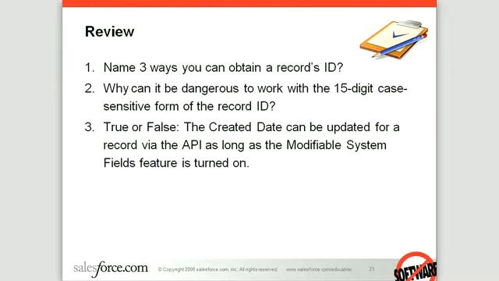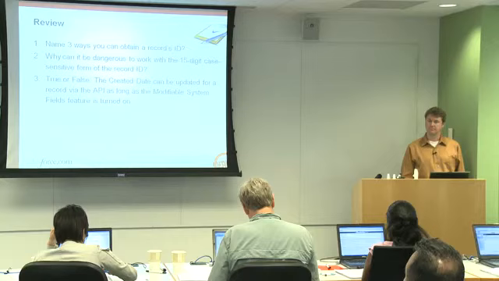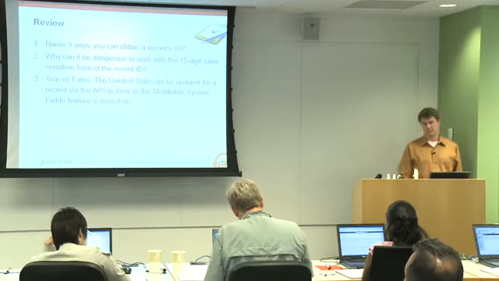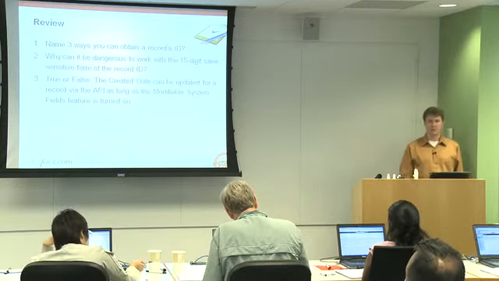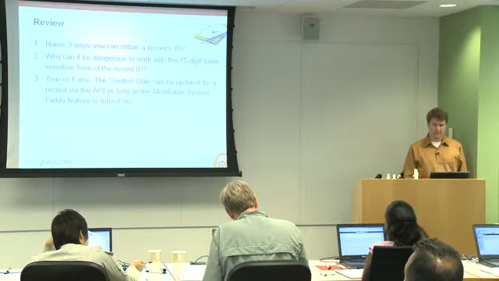All right, so let's do some review questions. Who did I leave off on? Lyra, brave volunteer. Name 3 ways you can obtain a record's ID. From the URL, a report, and the web service API. Very good. So from a URL, from a report, and from a call to the web services API.